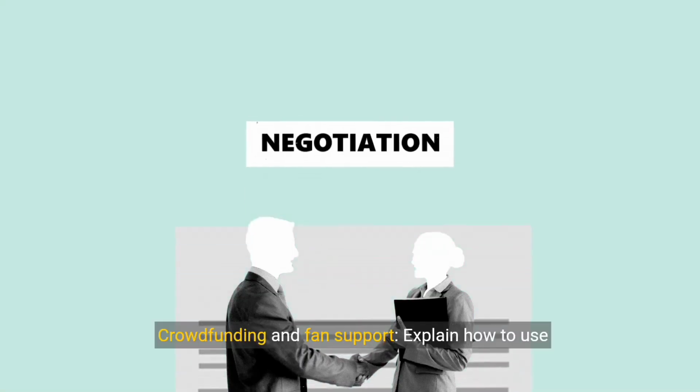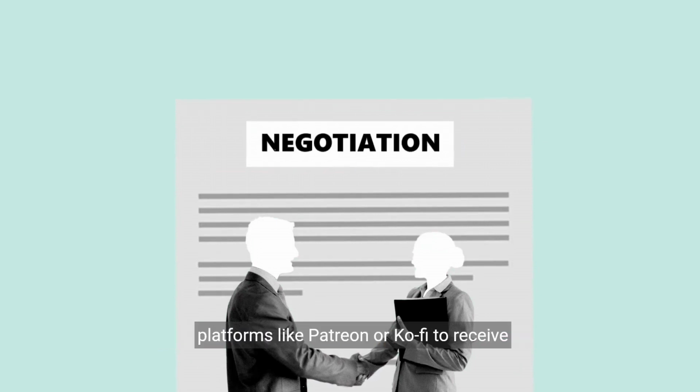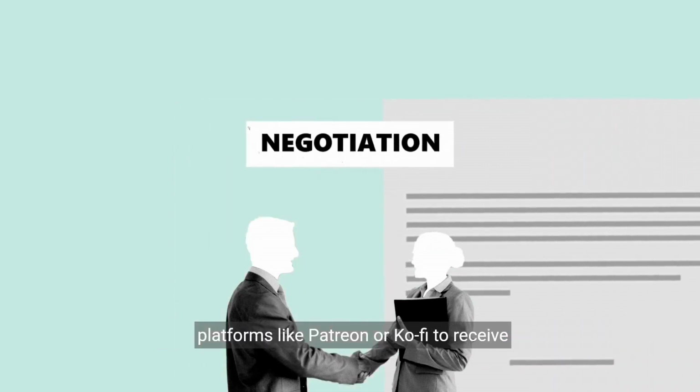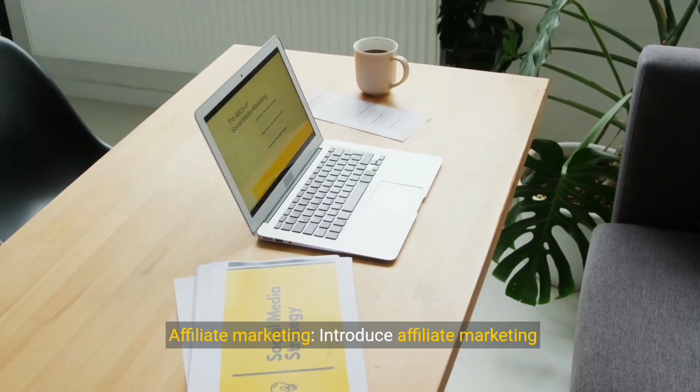C. Crowdfunding and fan support. Explain how to use platforms like Patreon or Ko-fi to receive monthly support from your fans in exchange for exclusive content or perks. D. Affiliate marketing.